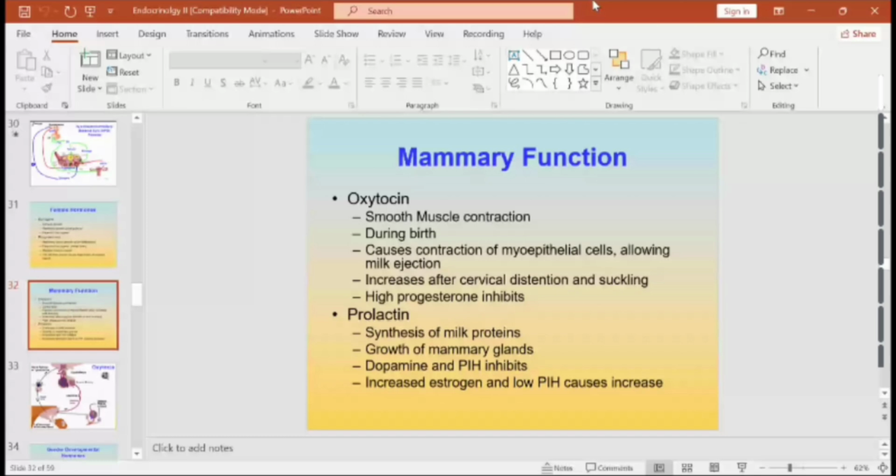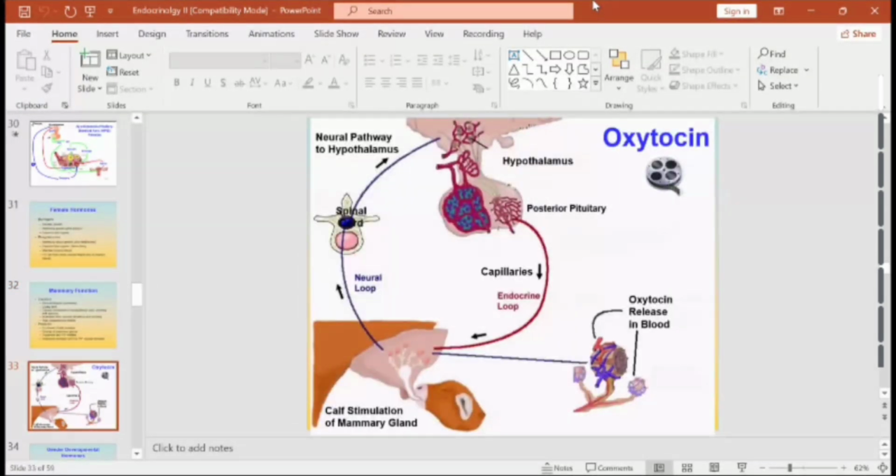And an increase in estrogen and a low level of prolactin inhibiting hormone causes its increase, as I stated initially in the first point. So then that prolactin causes the synthesis of milk, and it causes the growth of the mammary gland, but on its own, it doesn't cause the release of the milk, and that will be the function of oxytocin. But both functions are interdependent.